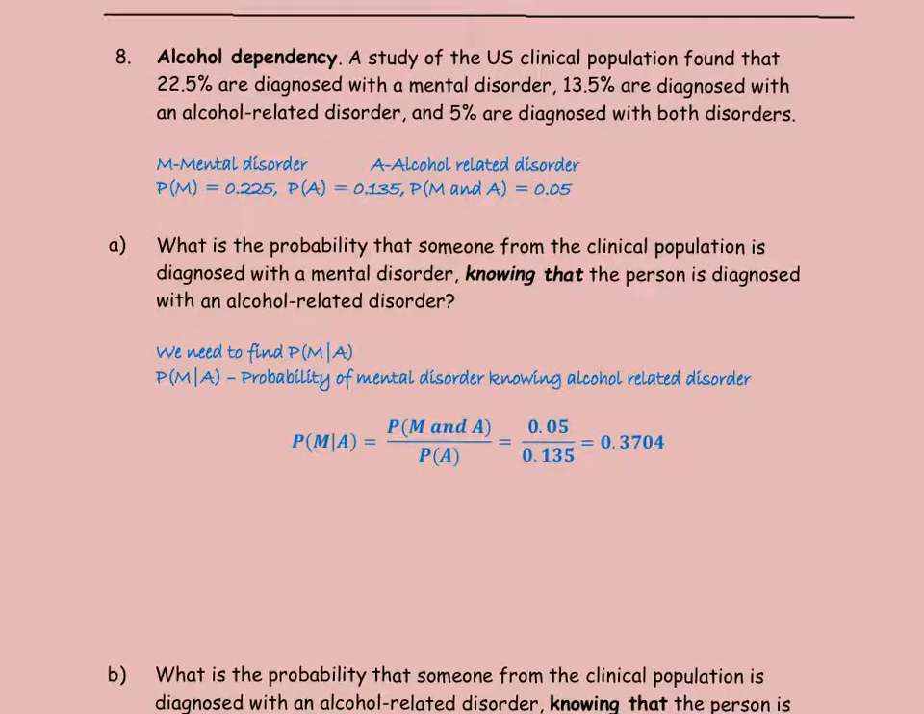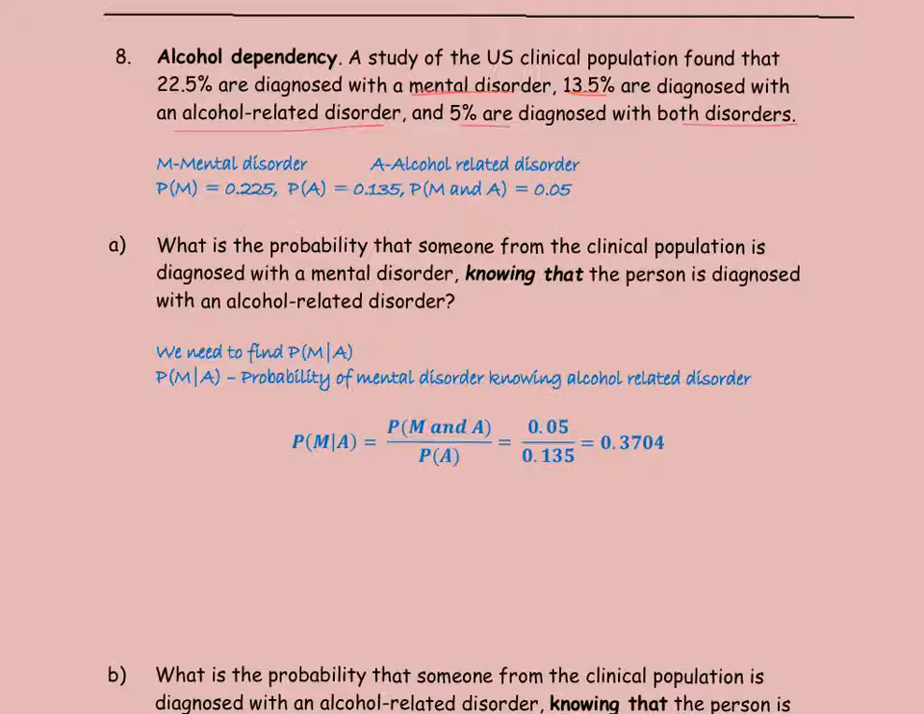The first question in this video is an example of how to calculate conditional probabilities. So let's read the question first. The study of the US clinical population found 22.5% diagnosed with mental disorder, 13.5% with alcohol-related disorder, and 5% with both disorders.